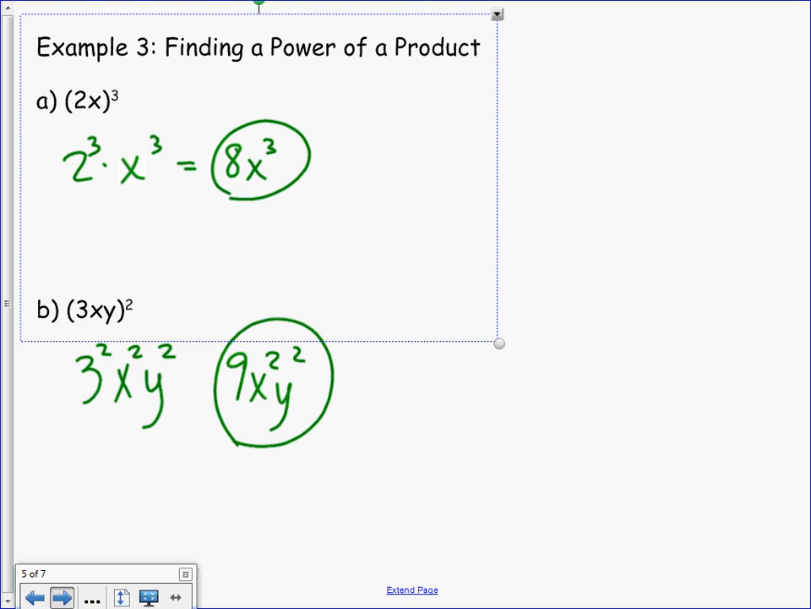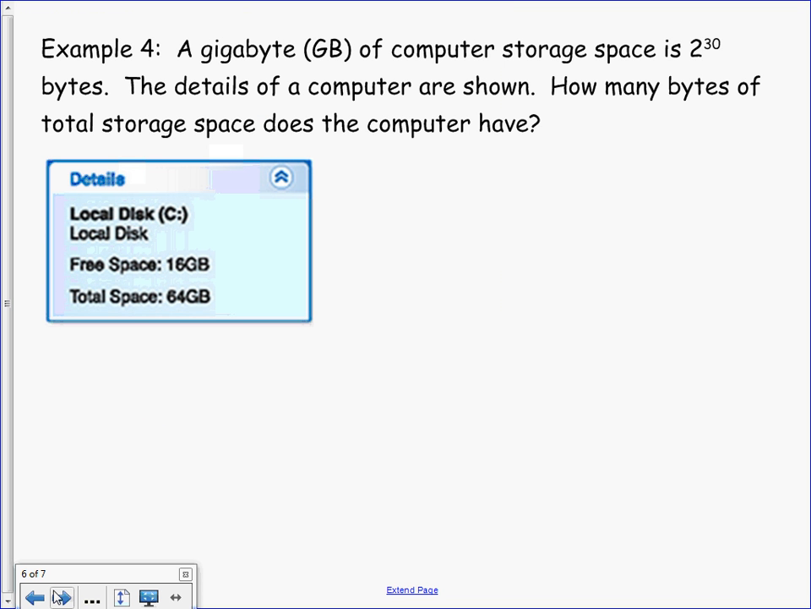All right. Now we have a real-life problem to go through. A gigabyte of computer storage is 2 to the 30th bytes. The details of a computer are shown. Okay, and it says how many bytes of total storage does the computer have? So free space is 16 gigabytes. Total space is 64 gigabytes. Okay, that's a little blurry and hard to see.